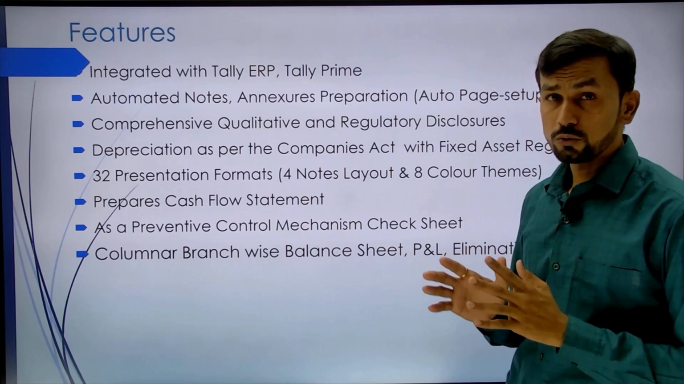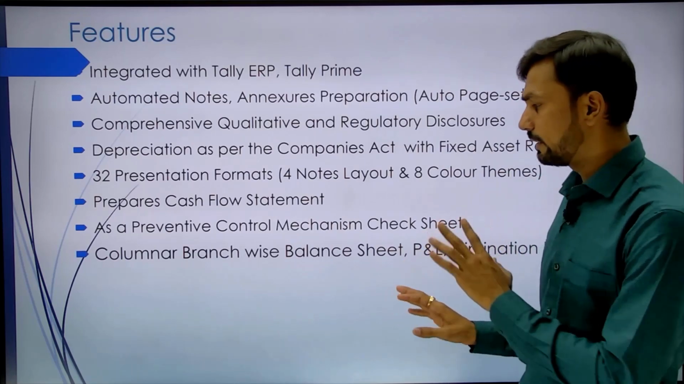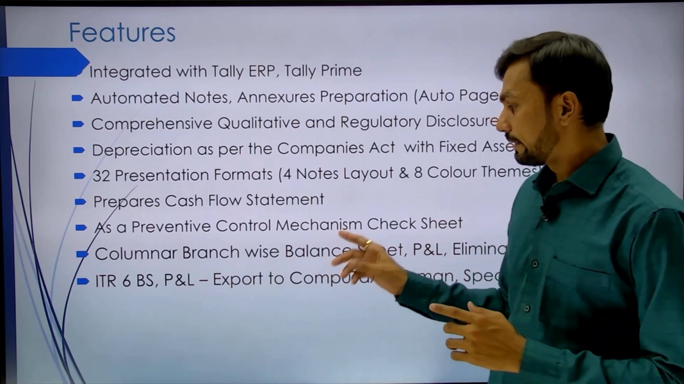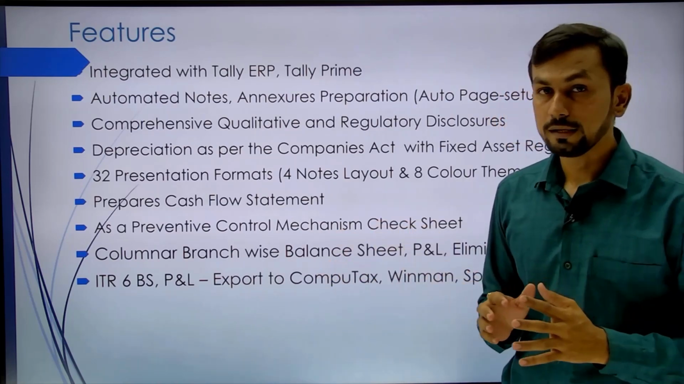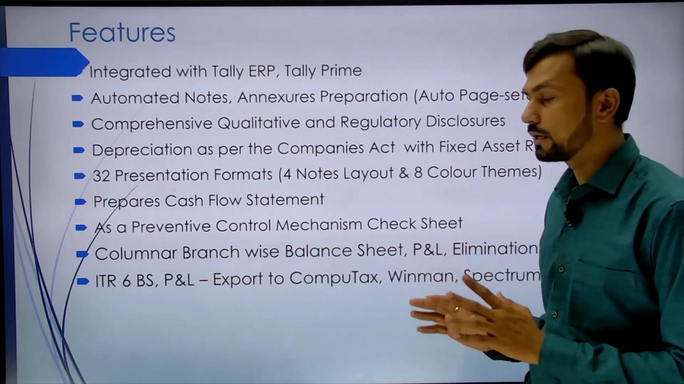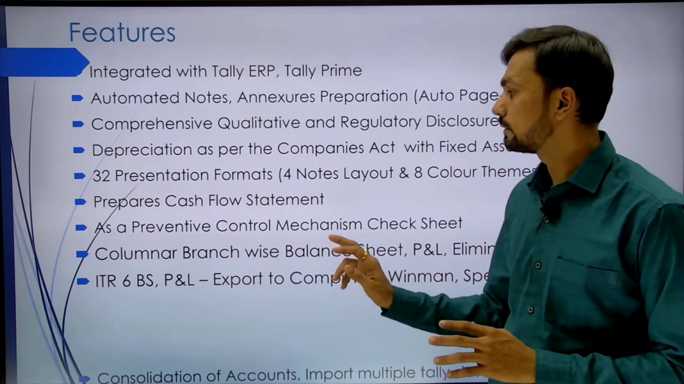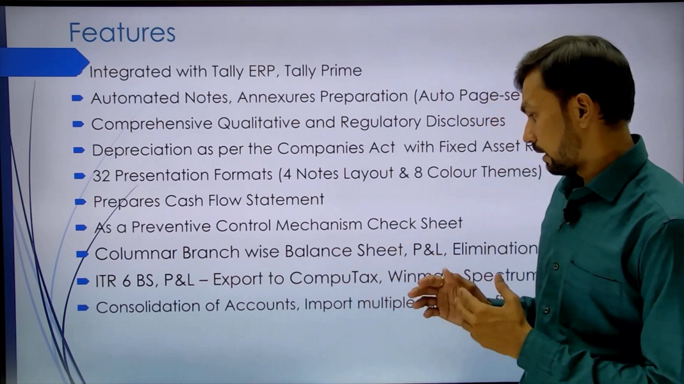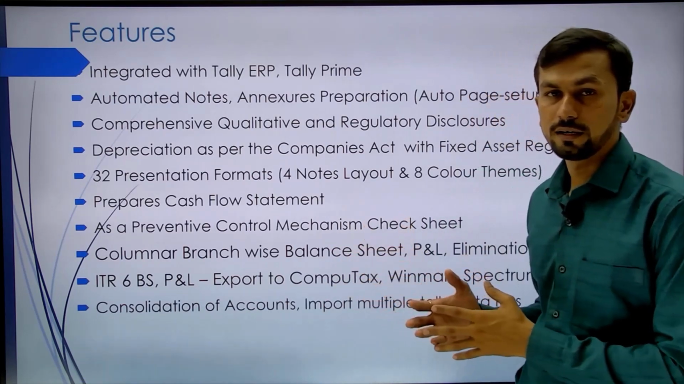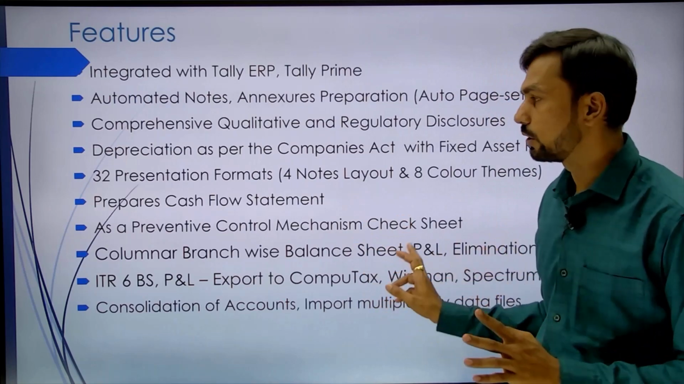Consolidation also you can do in this automation tool. You will get the columnar balance sheet and P&L for the branches. Then the ITR 6 balance sheet and P&L part will be generated in this, which you can export into Winman, Computax and Spectrum as well. As I said, for consolidation with multiple branches, if you have data in different Tally files, that also you can do in this.